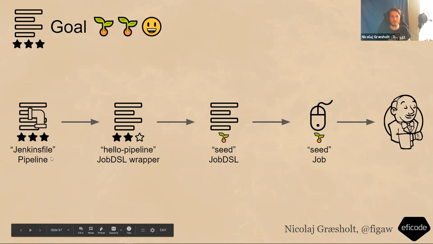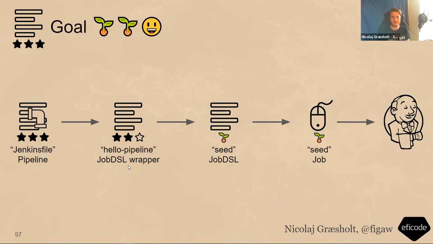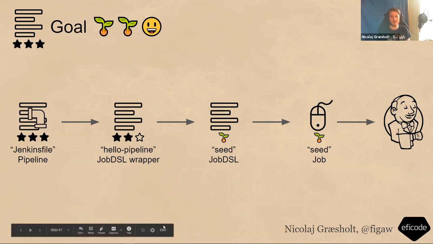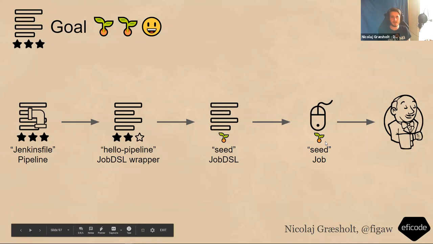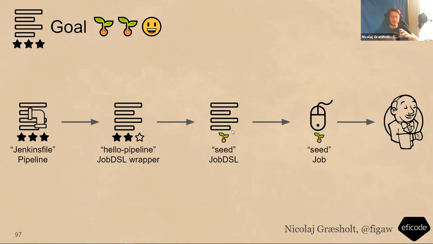I have my Jenkins pipeline file. I have it referenced from my hello pipeline JobDSL wrapper. I have my JobDSL referenced in my seed JobDSL, so I can reference a number of jobs. I add this manually to Jenkins, but that's okay because I'm just adding one job and it's going to add my entire platform of Jenkins jobs, right?